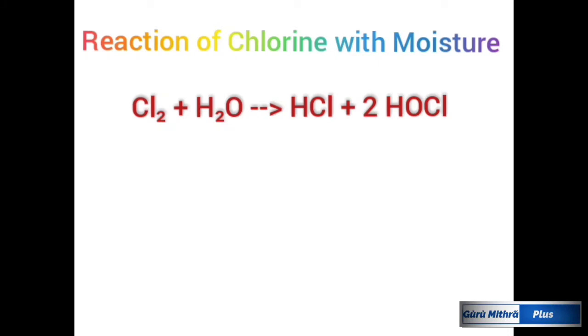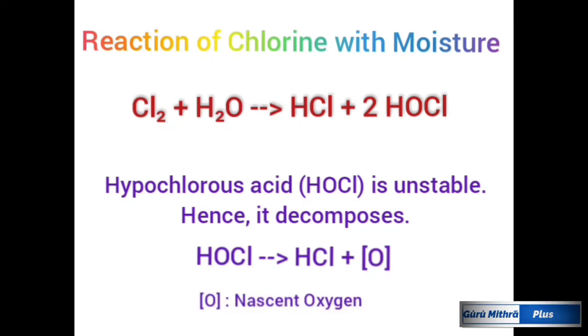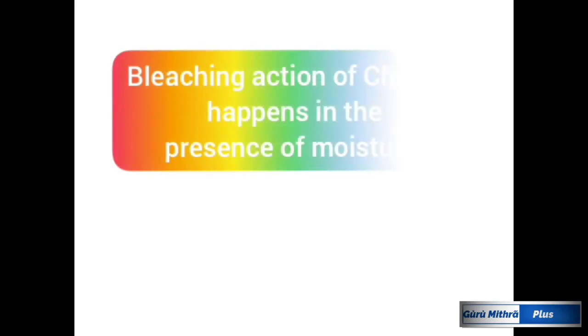Chlorine reacts with moisture to give hydrochloric acid and hypochlorous acid. Hypochlorous acid or HOCl is highly unstable, hence it decomposes into HCl and nascent oxygen. What do you know about nascent oxygen? Nascent oxygen is more reactive and its oxidizing power is high. Hence, it oxidizes certain colored substances to colorless. This forms the basis of the bleaching action of chlorine.